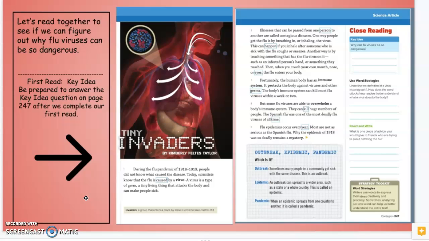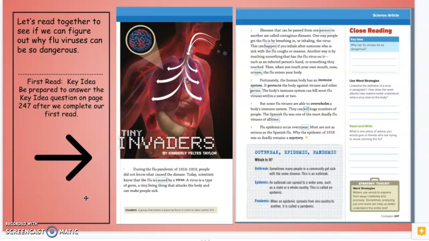Now, before we go ahead and answer the key idea question, let's look at this chart. Which is it? Is it an outbreak, an epidemic, or a pandemic? If you look at the definitions of each, you will be able to determine if that contagious disease was an outbreak, where sometimes many people in a community get sick with the same disease. This is an outbreak. Or is it an epidemic?